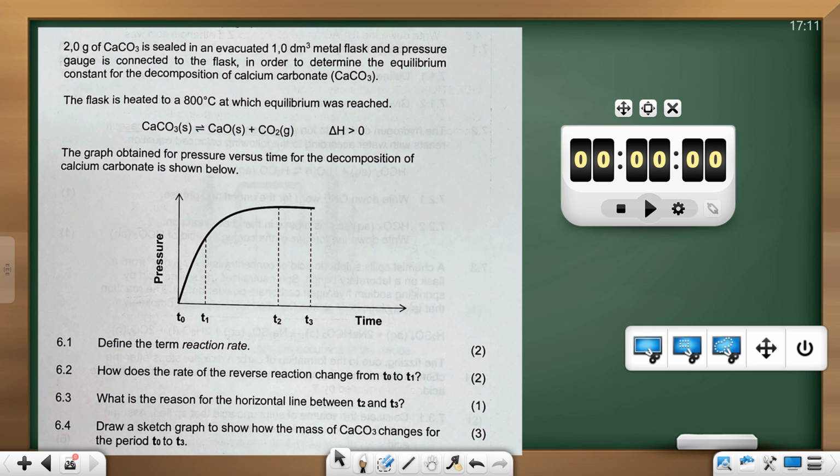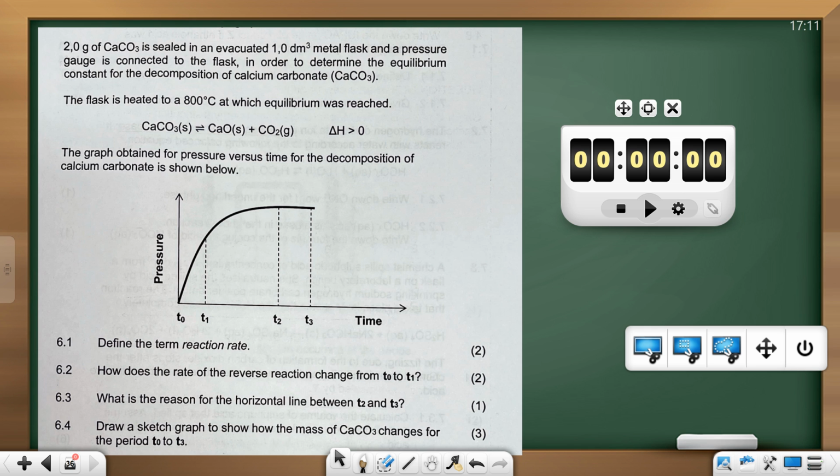2 grams of calcium carbonate is filled in an evacuated 1 dm cubed metal flask, and a pressure gauge is connected to the flask in order to determine the equilibrium constant of the decomposition. The flask is heated to 800, at which equilibrium is reached. My first question, looking at that equation, is it a homogeneous or heterogeneous equilibrium?